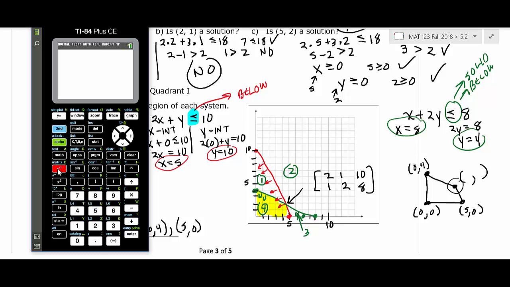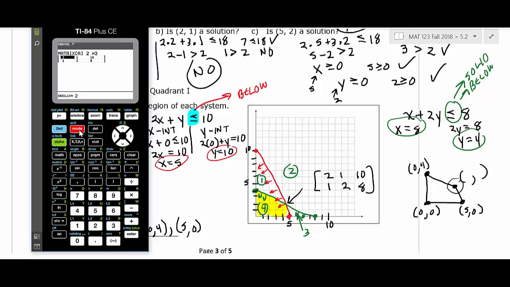So again, I go to the matrix, edit, and put this in matrix A. It's a 2 by 3 matrix. Just put the numbers in: 2, 1, 10. Then 1, 2, 8. And to me, this is the fastest way to do this, just do it on a matrix.